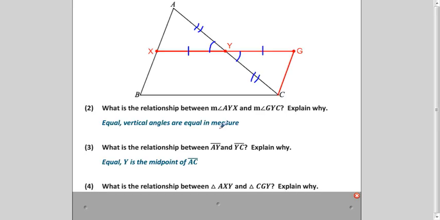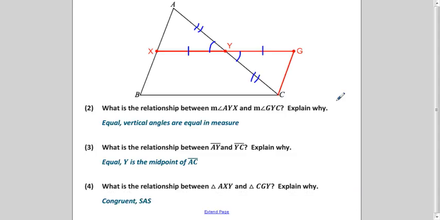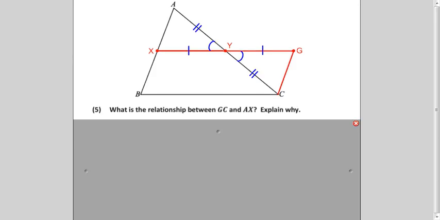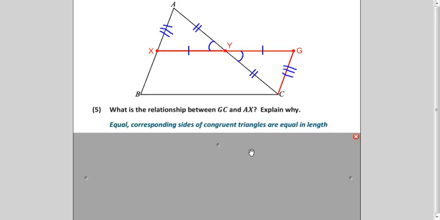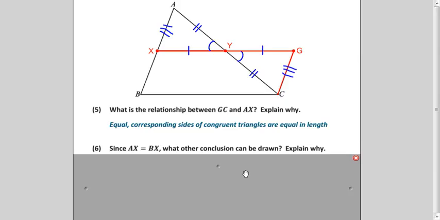And so what's the relationship between these two triangles? Why did this help us? Well, you know they're congruent because of side angle side. So now we have those congruent triangles, and that's going to help us get our parallelogram. So continuing with the same idea, what's the relationship between GC and AX? Well, these are corresponding parts of congruent triangles, so they must be congruent. So you'll say their measures are equal.